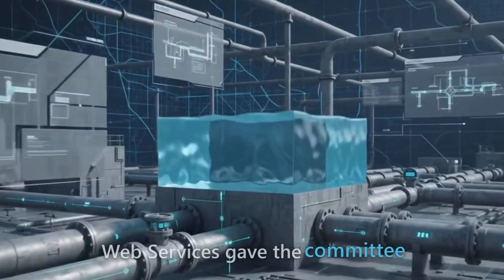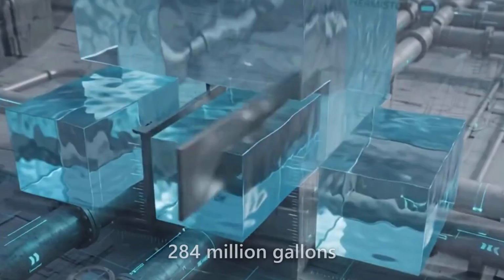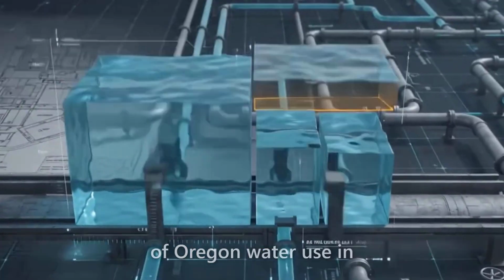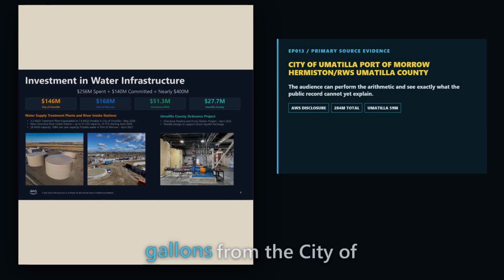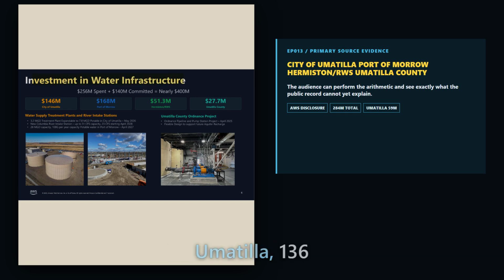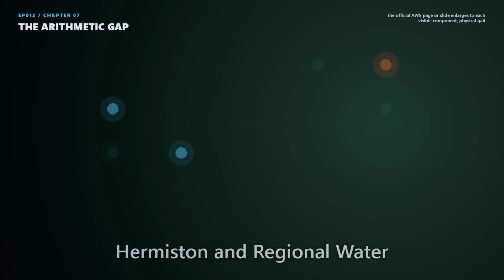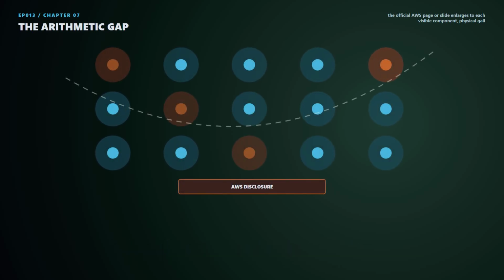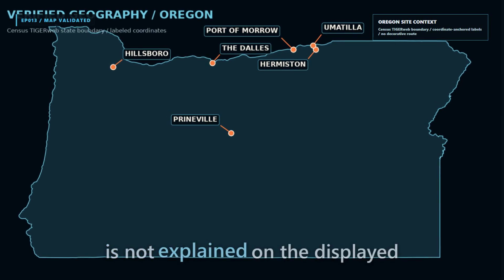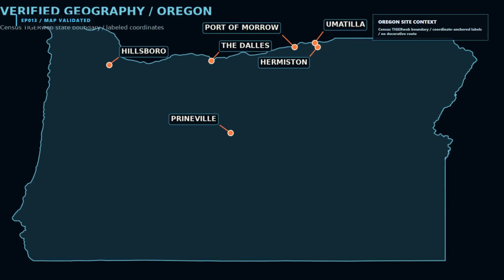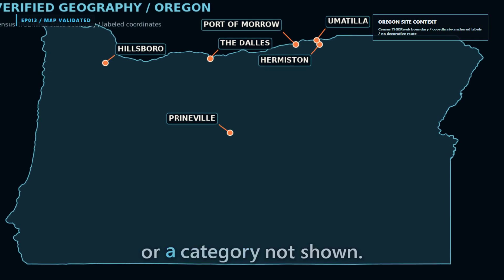Amazon Web Services gave the committee a statewide number, 284 million gallons of Oregon water use in 2024. On the same slide, the company listed 59 million gallons from the city of Umatilla, 136 million from the Port of Morrow, and 48 million from Hermiston and Regional Water Systems. Those three figures total 243 million gallons. The remaining 41 million is not explained on the displayed slide. It may involve another site, another supplier, or a category not shown.